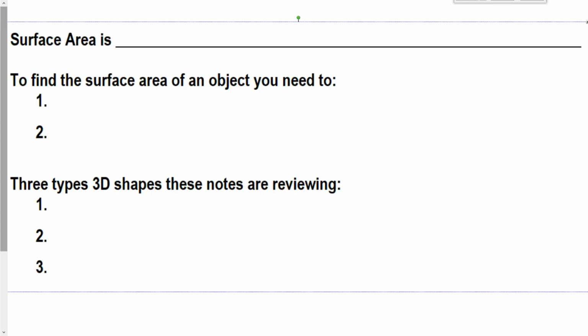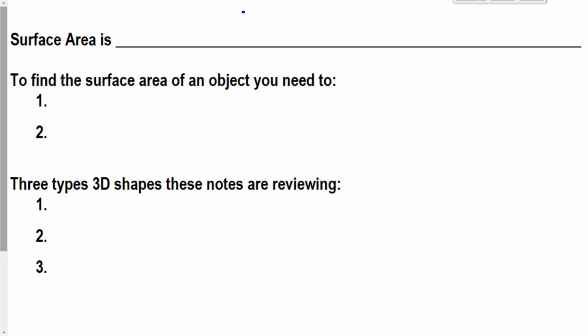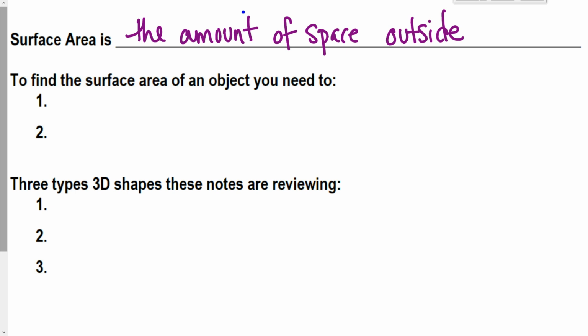Right, before we get into that, we're going to talk a little bit about surface area. So just kind of reminding ourselves, surface area is the amount of space outside an object. So it's not how much space the object takes up, that's volume. This is specifically talking about how much space there's outside of it. To find the surface area of an object, and we're going to do this for all of our prisms and pyramids, what you're going to do, you need to find the area for each face.